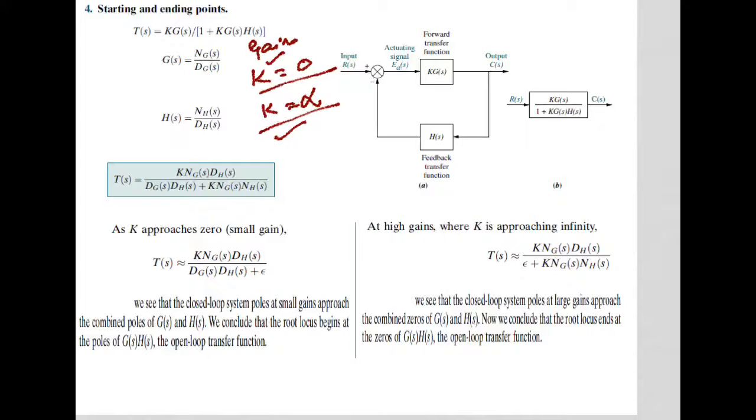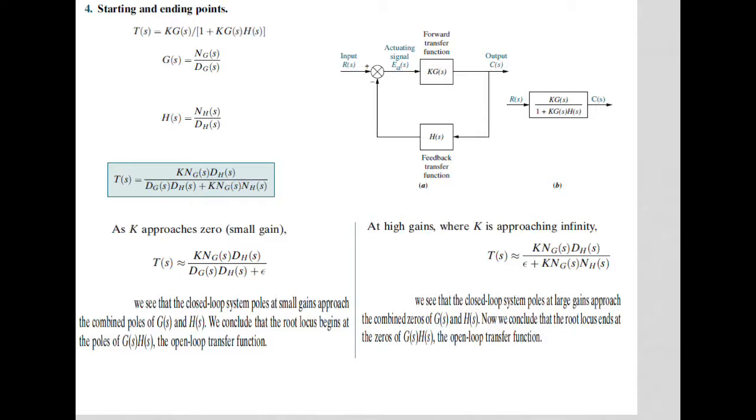The answer to this question will enable us to expand the sketch of the root locus beyond the real axis segment. Now let us consider a closed loop transfer function T(s), the one we have explained earlier, this is the block diagram of that. Let us evaluate this T(s) for both large as well as small gain.